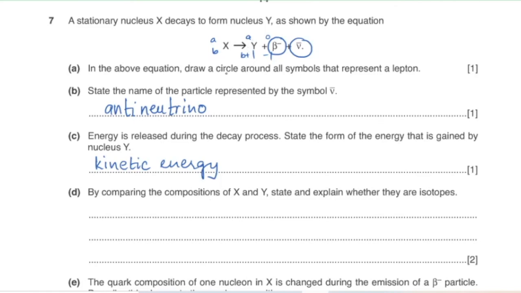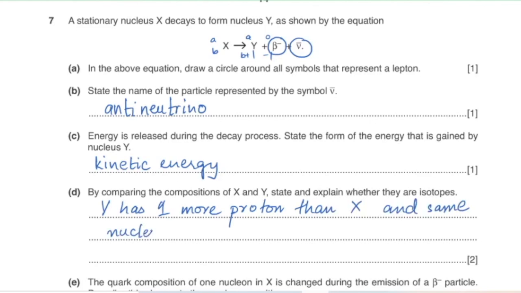So from this, we can come to the conclusion that X and Y are not isotopes. We can write that Y has one more proton than X and the same nucleon number. So they are not isotopes.